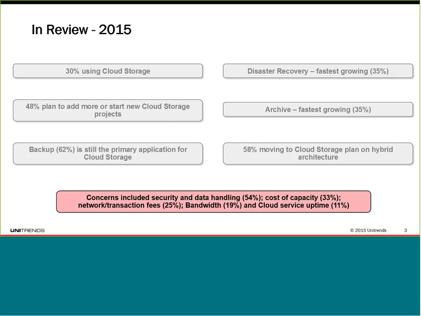25% are concerned about network and transaction fees, because in a lot of instances, there are fees for accessing your data or the network attached to it. And most surprising to me, actually, is that only 19% are worried about bandwidth issues, which is a significant issue to me for the cloud. You need to make sure that you optimize your WAN and optimize your bandwidth.